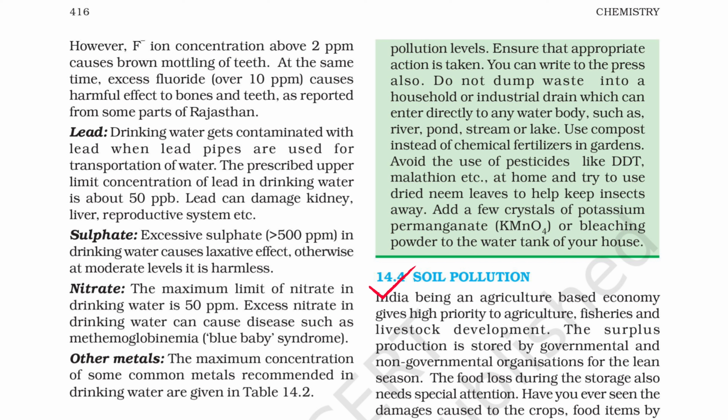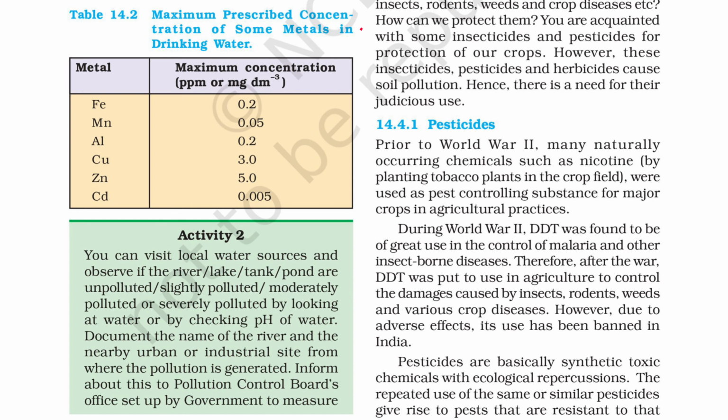Soil pollution. India, being an agriculture-based economy, gives high priority to agriculture, fisheries and livestock development. The surplus production is stored by governmental and non-governmental organizations for the lean season. The food loss during the storage also needs special attention. Have you ever seen the damages caused to the crops and food items by insects, rodents, weeds and crop diseases, etc.? How can we protect them?